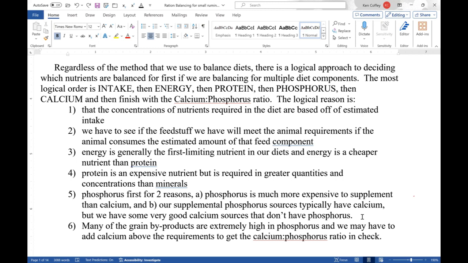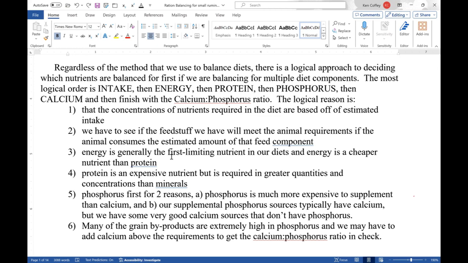Then energy, because first of all, energy is generally our first limiting nutrient. And also, energy is cheaper than protein. If we look at the energy density of things like corn and soybean meal, they're pretty similar to each other, but the protein is vastly different.